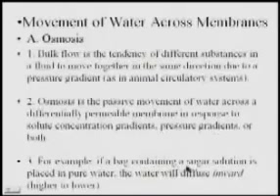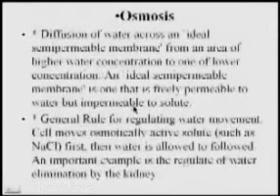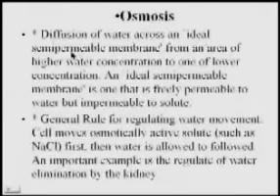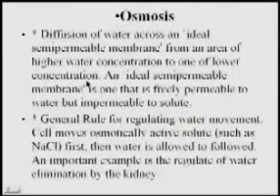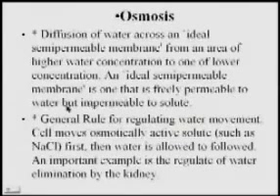So, for example, if a bag containing a sugar solution is placed in pure water, the water diffuses inward, from higher to lower water concentration. So, the diffusion of water across an ideal semipermeable membrane is from an area of high water concentration to one of lower concentration. An ideal semipermeable membrane is one that is freely permeable to water but impermeable to solute.